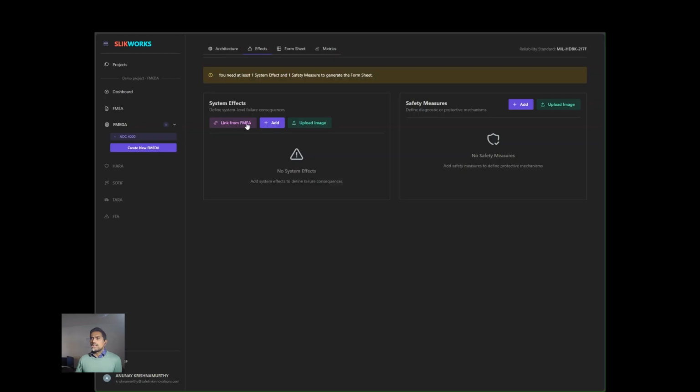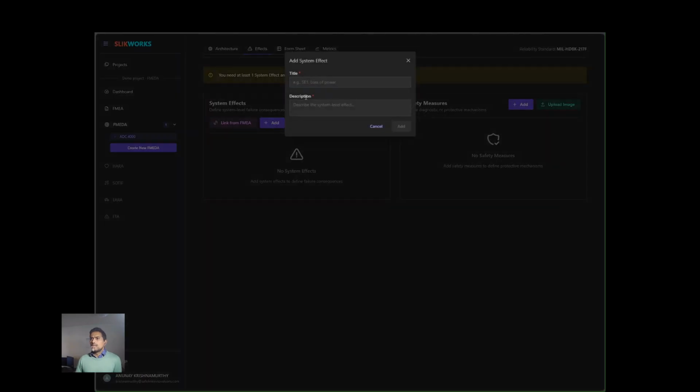For now, we're just going to take a simple example. We're going to manually add one. We're going to call it effect 1: too high sensor value identified.